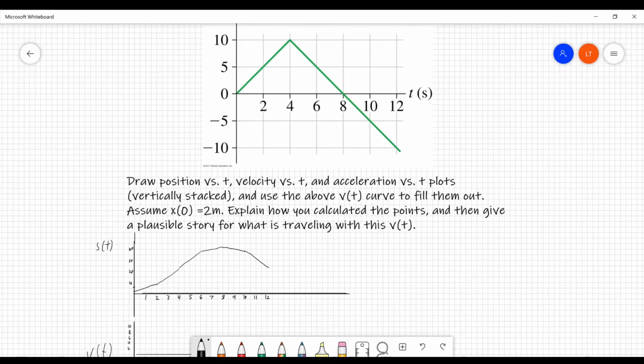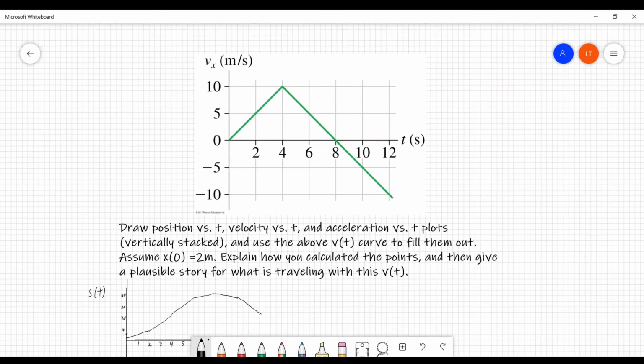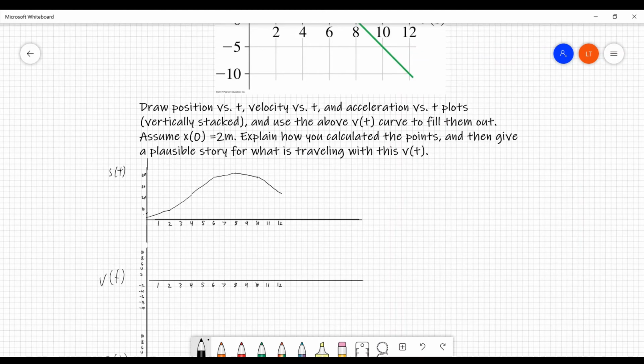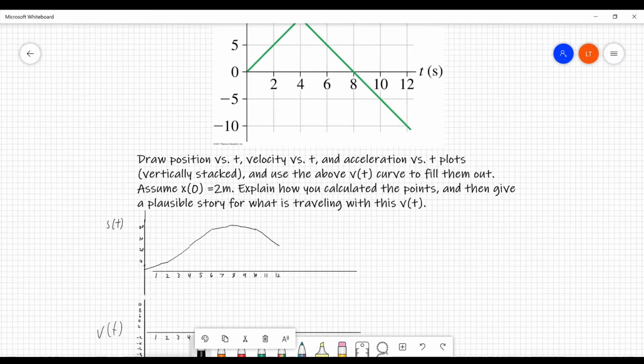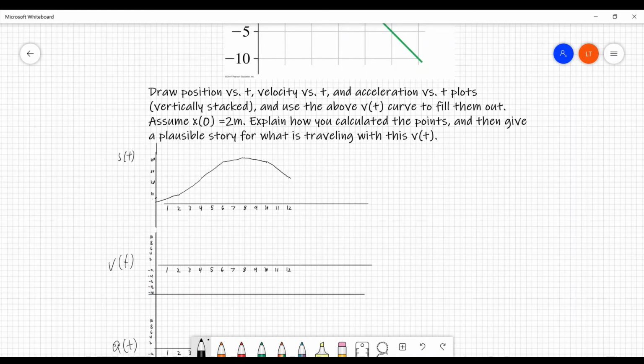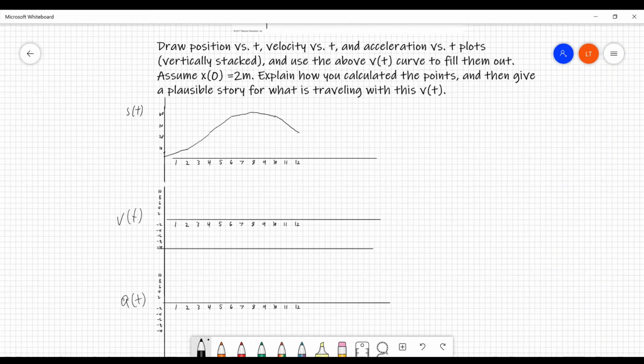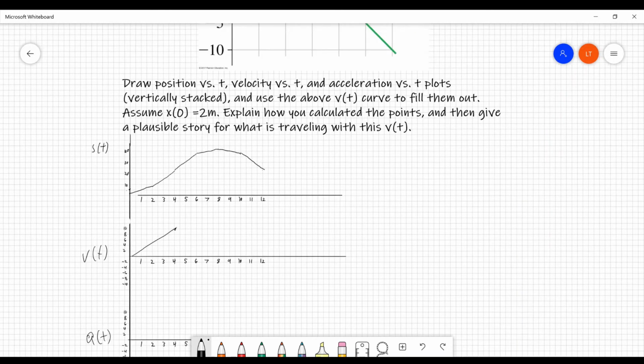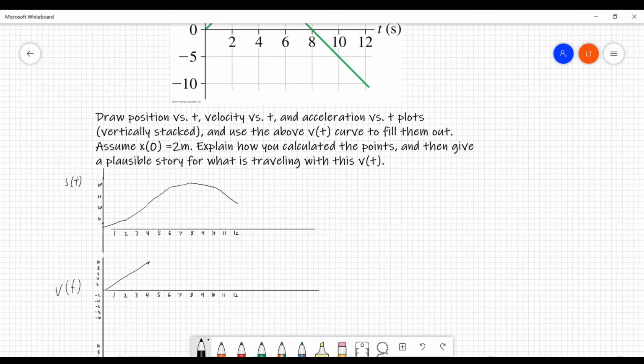Next, velocity graph. I suppose we'll just copy it right on over. At 4, 10 meters per second. Eight goes to 0, 12, negative 10.